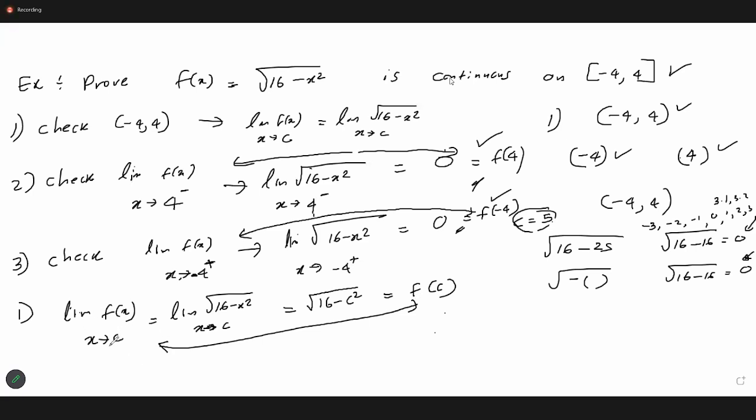The limit of f(x) when x approaches c equal to f(c), where c may be any point in between a and b. That means all over the range this is valid if we prove this.